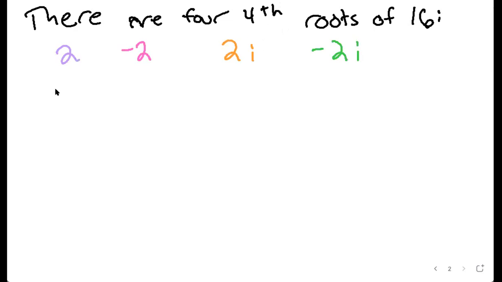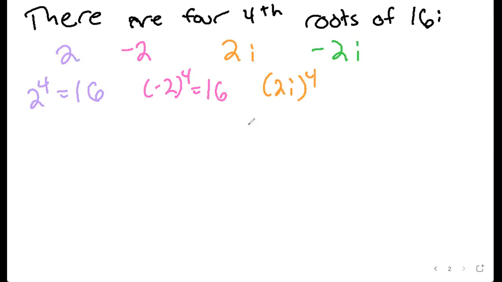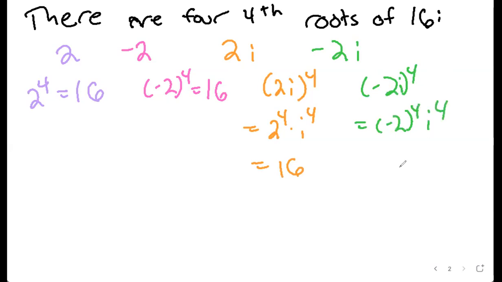Let's check that each one of these is a fourth root of 16 just by raising it to the 4th power. So 2 to the 4th is 16. Now I do -2 to the 4th, check for yourself that yes, you get 16 as well. 2i to the 4th, we can write that as 2 to the 4th times i to the 4th. i to the 4th is 1, so this is just 16. And -2i to the 4th, -2 to the 4th, i to the 4th, again, i to the 4th is 1, so this is 16. So hooray, these are the 4 fourth roots of 16.